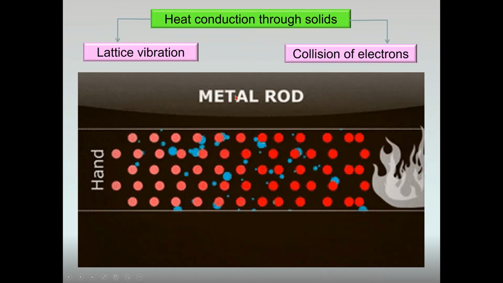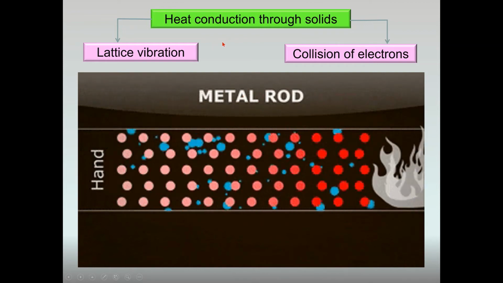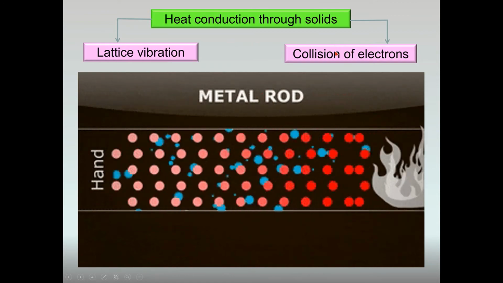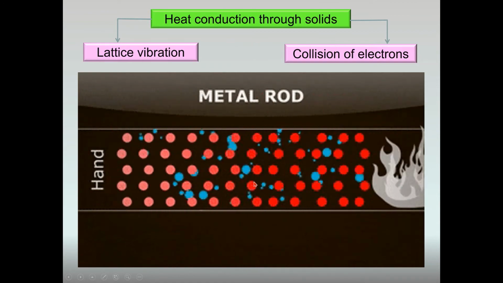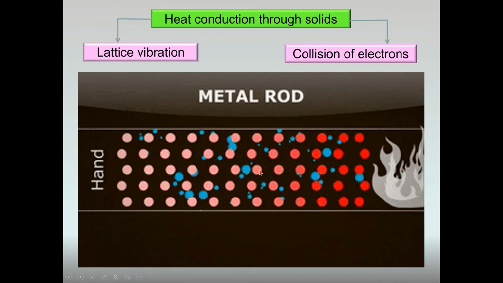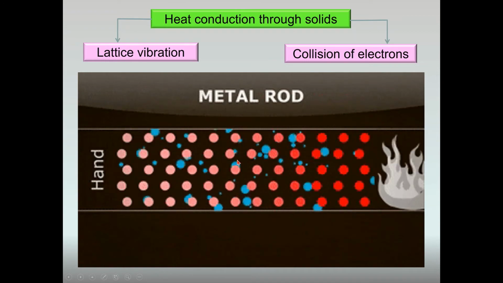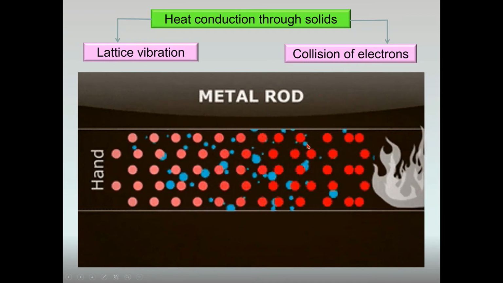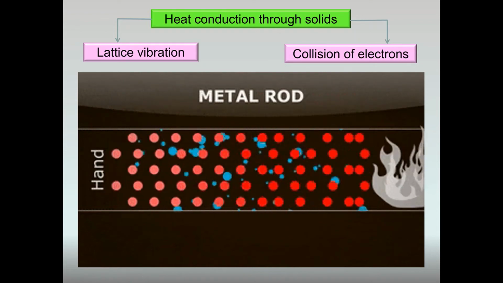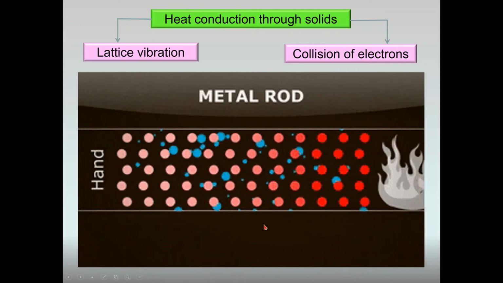So, for heat conduction through solid, especially in metal, there are two types: lattice vibration and collision of electrons. The animation shows here the red circle represents the lattice vibration, and the blue circle represents the collision of electrons. So that is why metal, compared to other solids like wood or glass, has higher heat conduction.